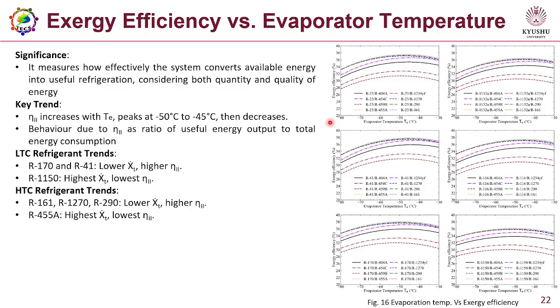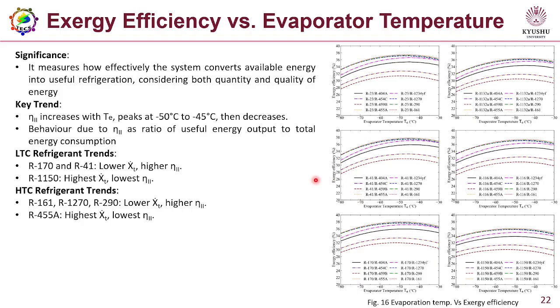Exergy efficiency measures how effectively the system converts available energy into useful refrigeration, considering both the quantity and the quality of energy. These are the plots representing how the evaporator temperature and exergy efficiency correlate, increasing the evaporator temperature from minus 80 to minus 30 degrees Celsius for different refrigerants like R23 with HFC, R1132A with all HFC, R41 with all HFC, and so on.